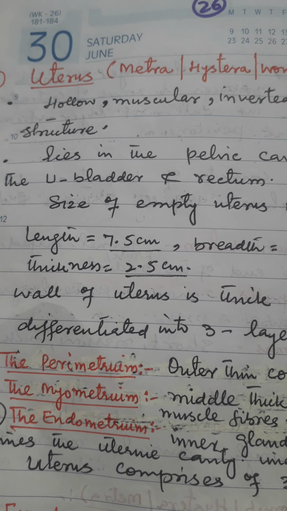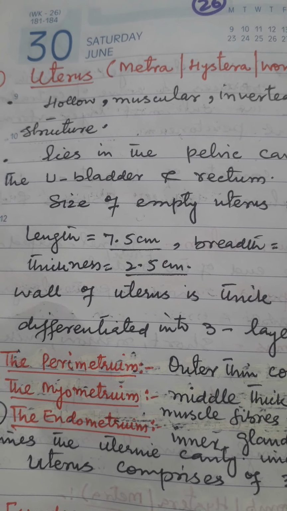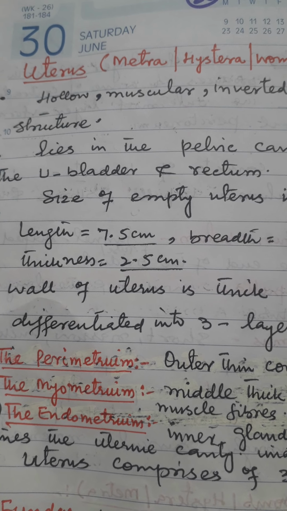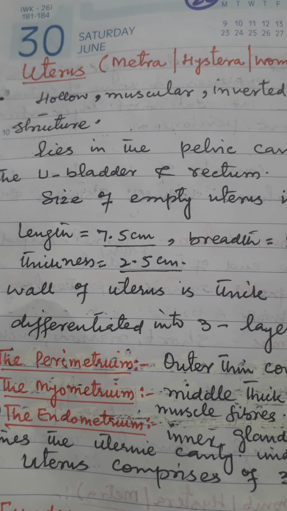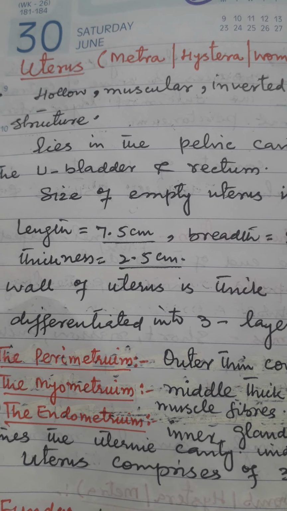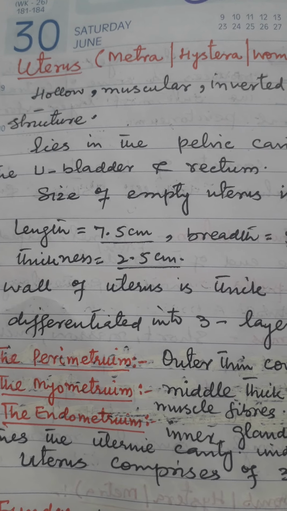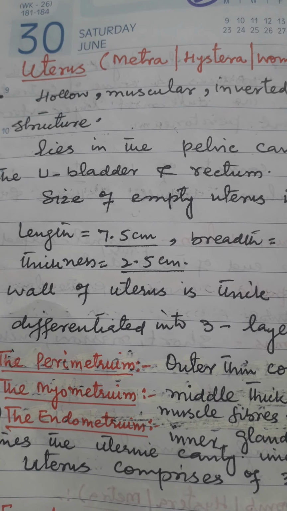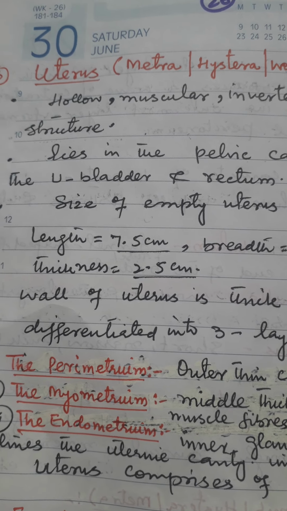We are continuing with the topic human female reproductive system. We have described some of the parts of it. Now we are going to describe other parts which include uterus, vagina, etc.